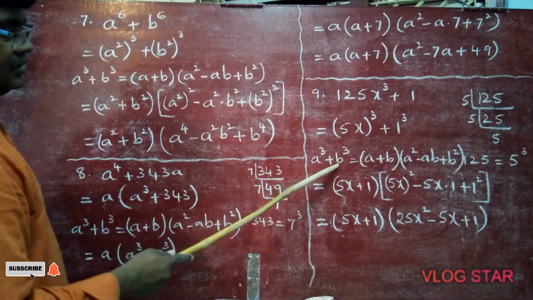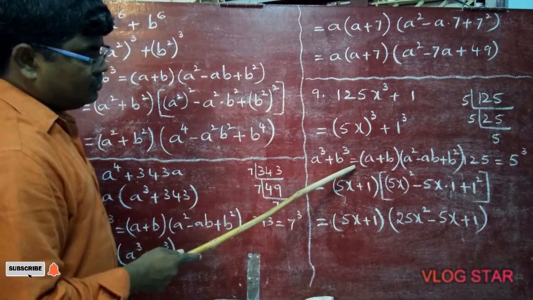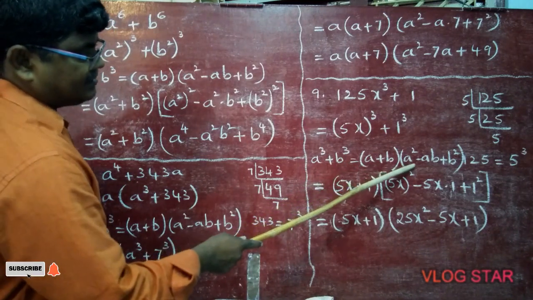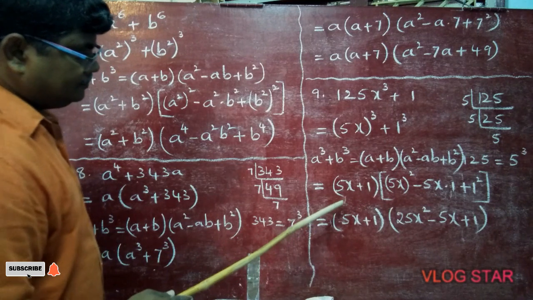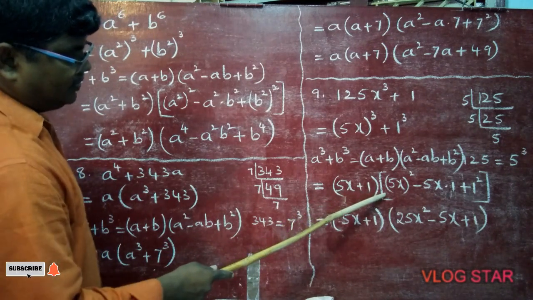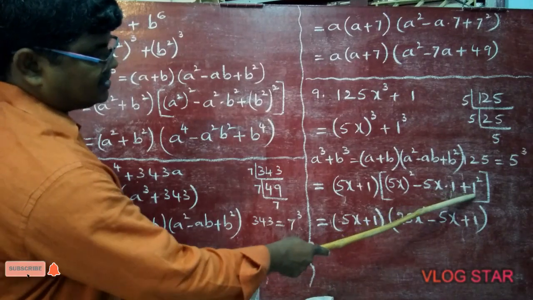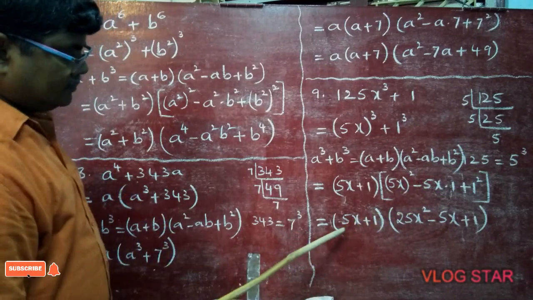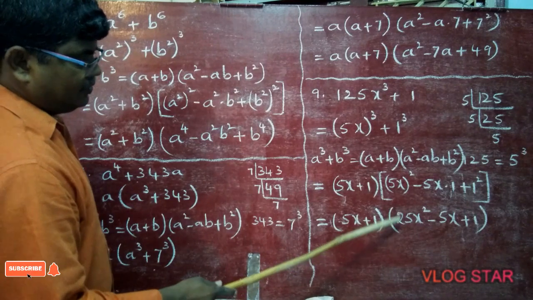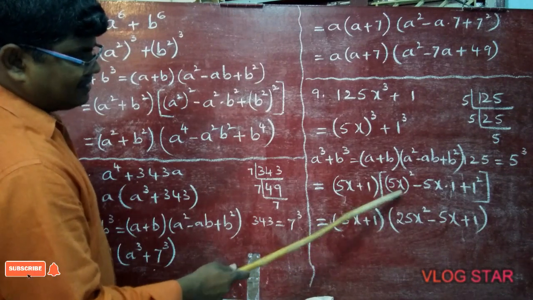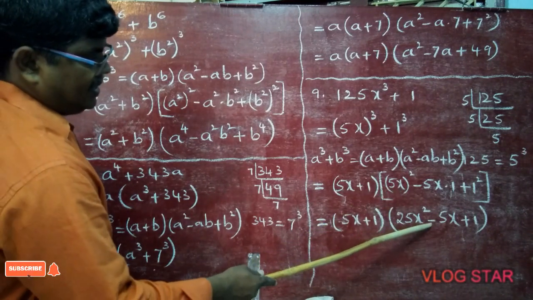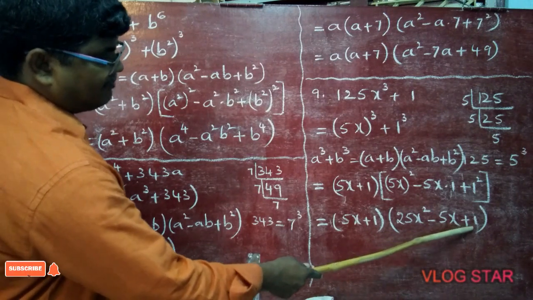A cube plus b cube shape came. Now using this formula, a plus b into a square minus ab plus b square. So 5x plus 1 into 5x whole square minus 5x into 1 plus 1 square. Now 5x plus 1 into 5 5s is 25 x square. So 25x square minus 5x. 1 ones are 1.